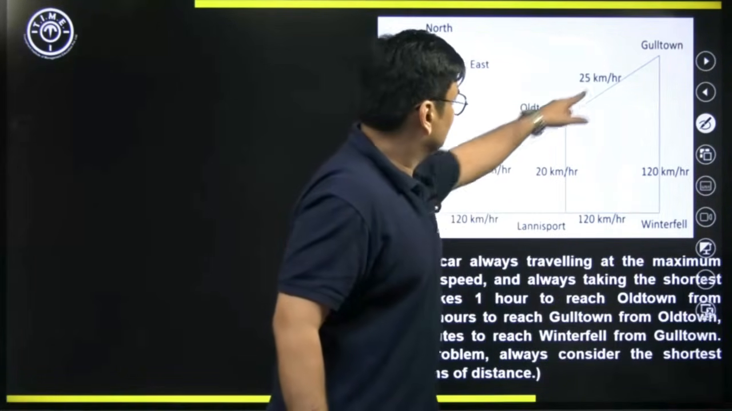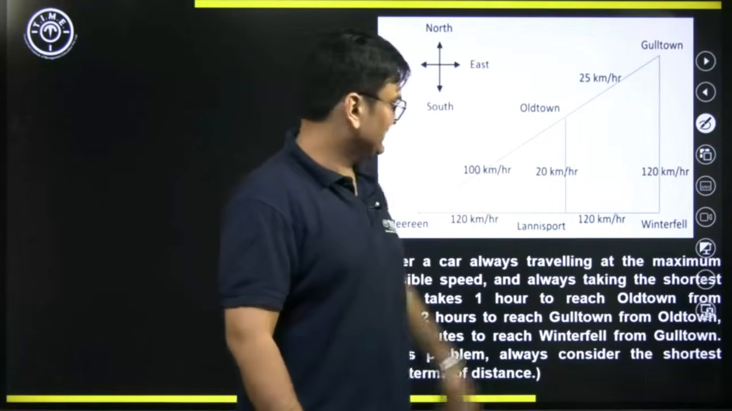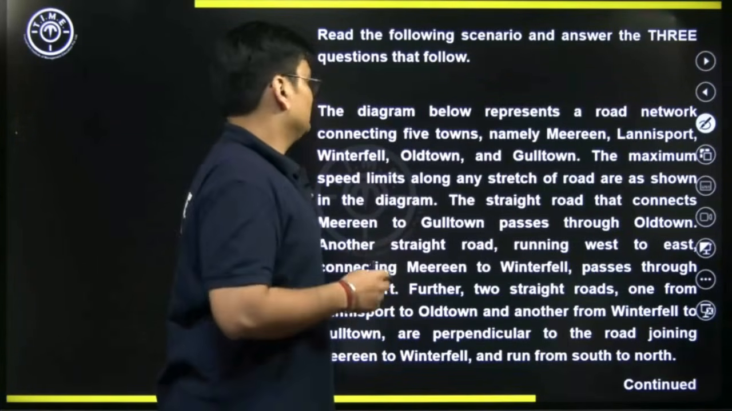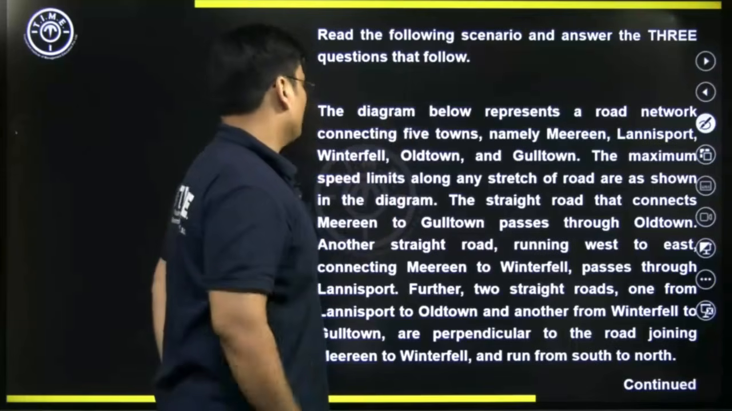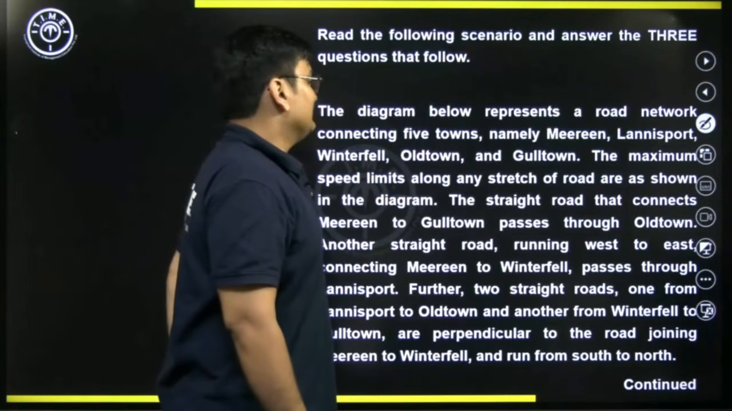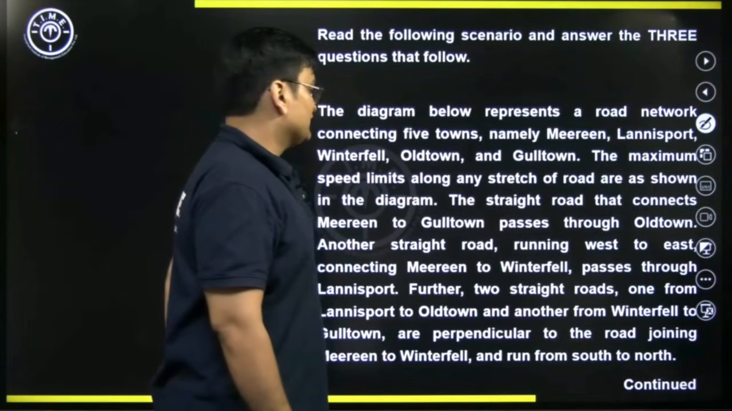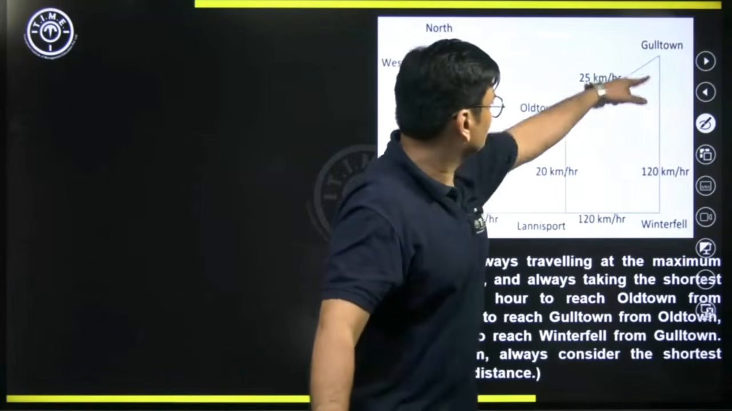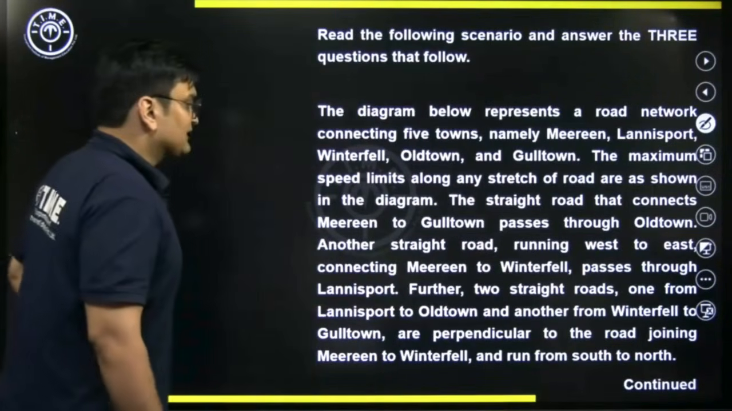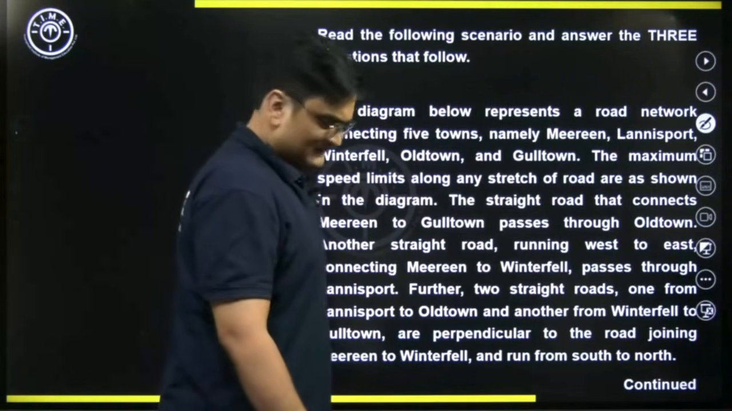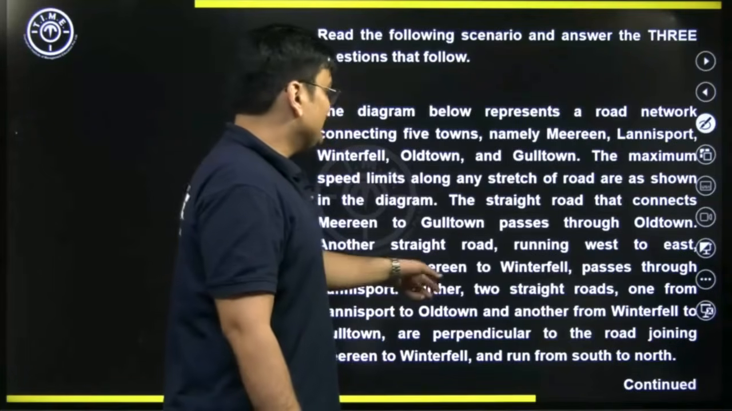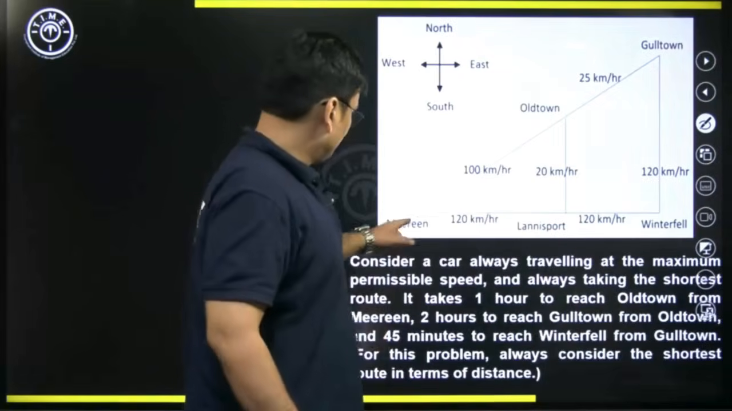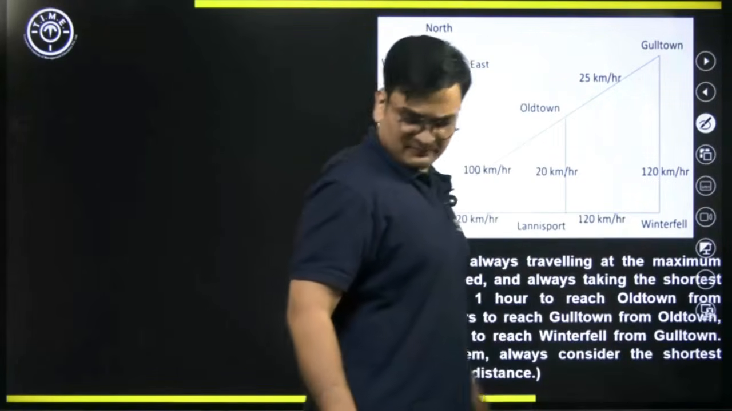So basically this kind of hypotenuse, if I take it as right angle triangle, I don't know if it is right angle or not, let's continue. But right now in the diagram, it's appearing to be so. The straight road that connects Meereen to Gultown passes through Old Town. As we see in the diagram, this road passes through Old Town. Another straight line running west to east, connecting Meereen to Winterfell, passes through Lannisport. We are talking about this particular road. It's passing through Lannisport.